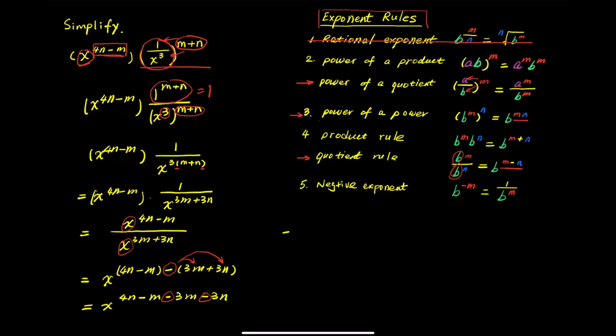So it further equals x to the power of 4n minus 3n, which is n, minus m minus 3m, which is minus 4m. And that's it. We can't simplify it further. This is the simplest form.